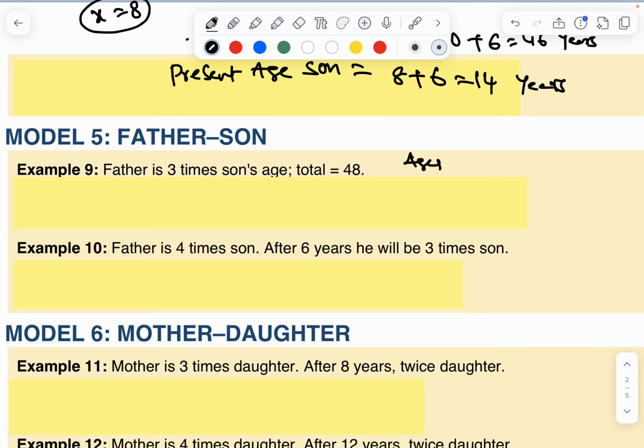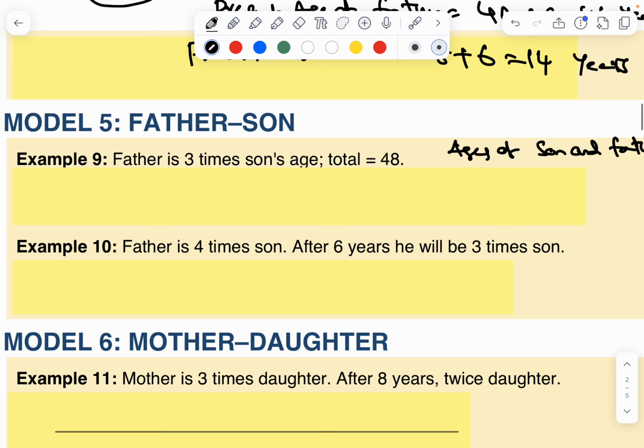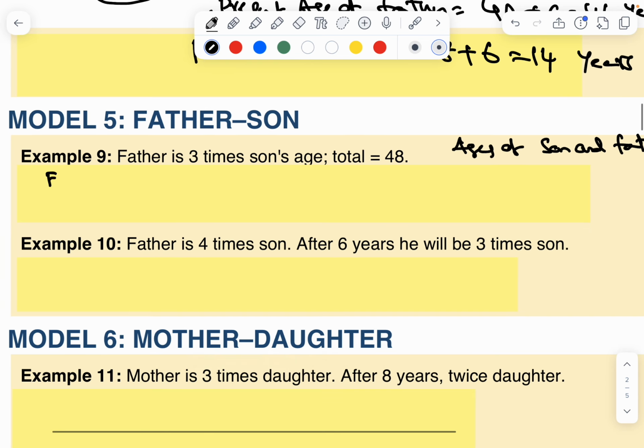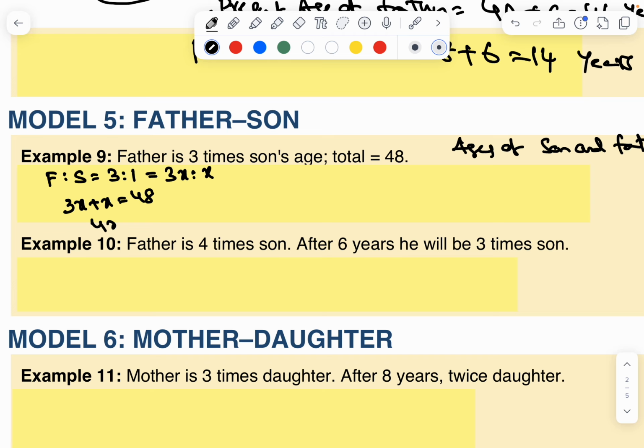Ages of son and father. Okay. Father is 3 times. Therefore, father is to son 3:1. That is equal to 3x is to x. Therefore, 4 parts. Total they are given. Therefore, 3x plus x is equal to 48. 4x is equal to 48. Therefore, x is equal to 12.